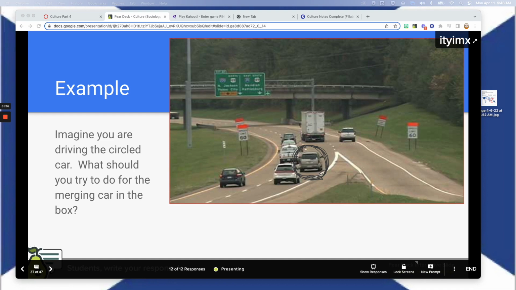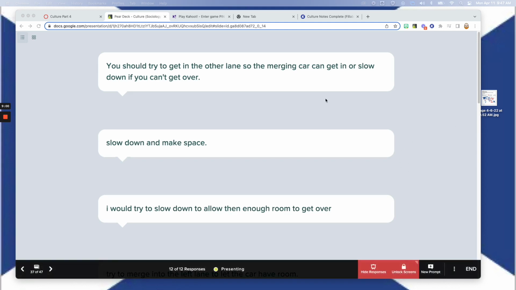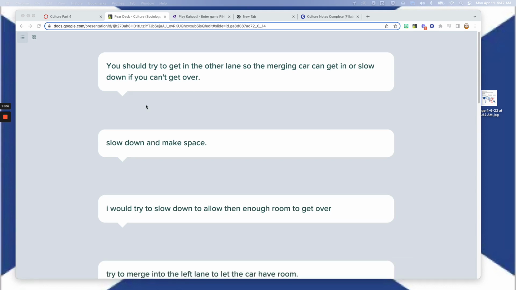Most of you are quite a ways through your response. Let's go ahead and time it out. Okay, and so our various responses take one of these two forms. Either move into the other lane, or slow down, give them room to merge into traffic.